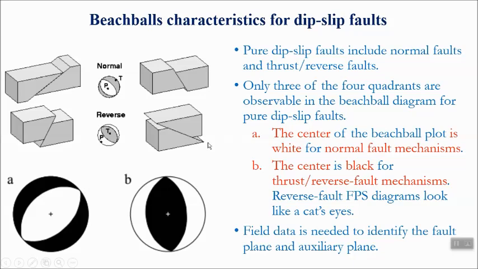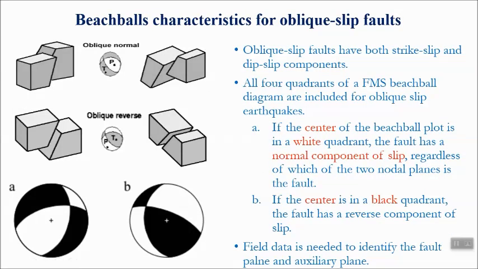Similarly, if we see the beach ball diagram having a black center, then we know that it is either a thrust or a reverse fault, and we can find out the dip and strike of that reverse fault. So next, coming to the oblique faults, here the fault has a normal as well as a strike as well as a dip component.